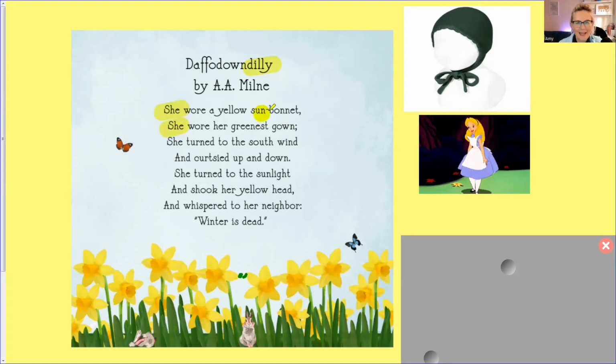So we've got her wearing a yellow sunbonnet and a greenest gown. Obviously these are things that humans wear, not plants. She's turning into the wind, curtsying up and down. That really is a very human action. Turning to the sunlight, shaking her head, and whispering. Obviously, flowers don't whisper.